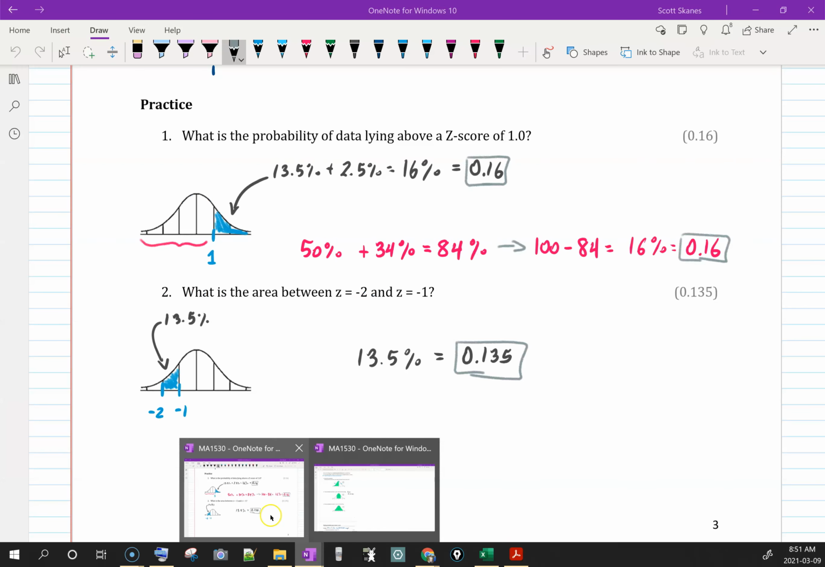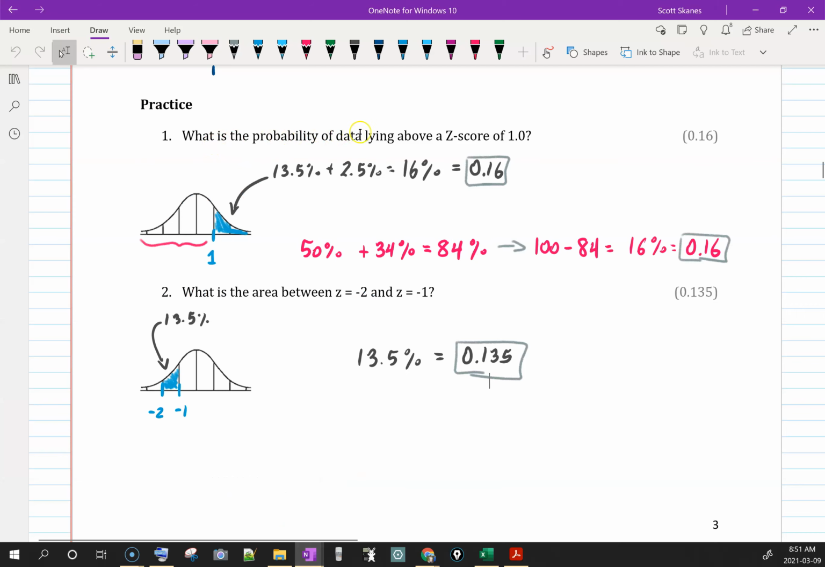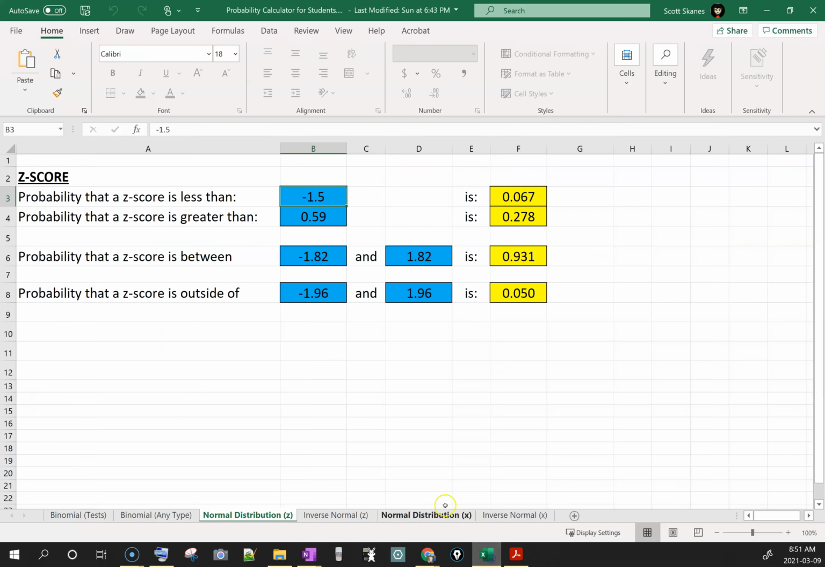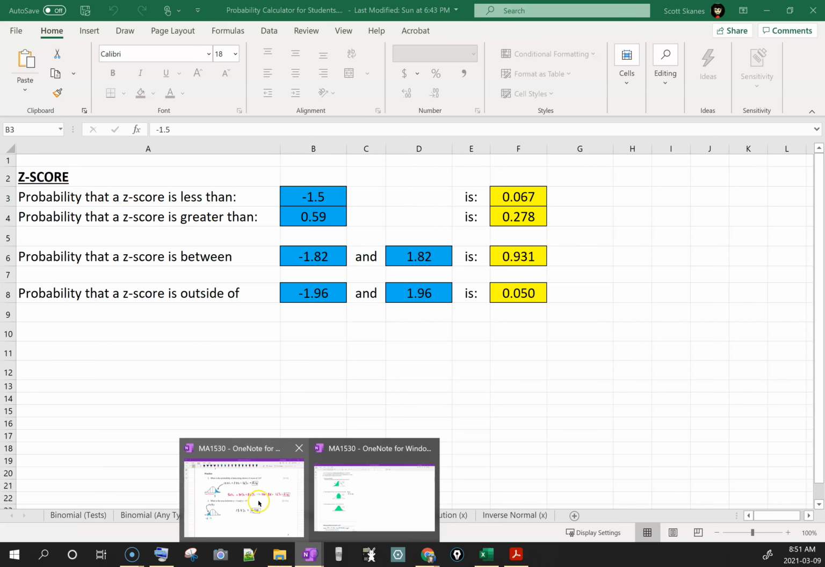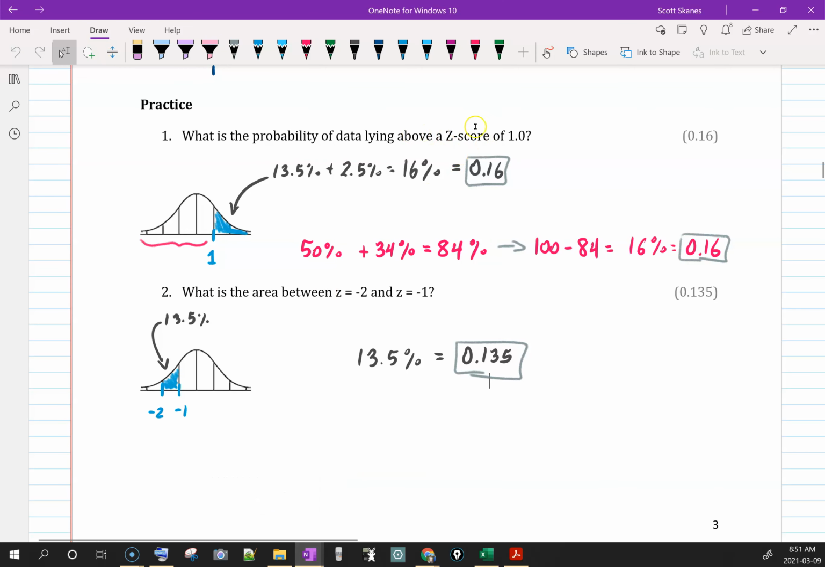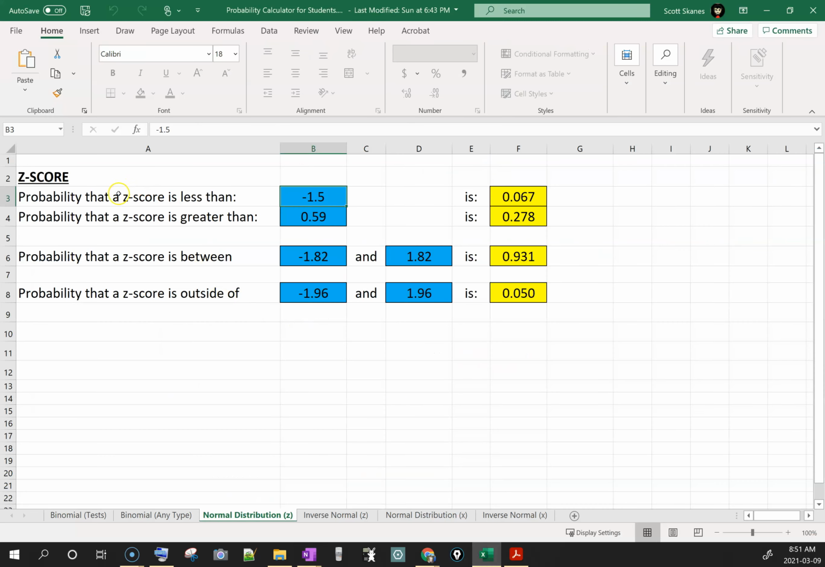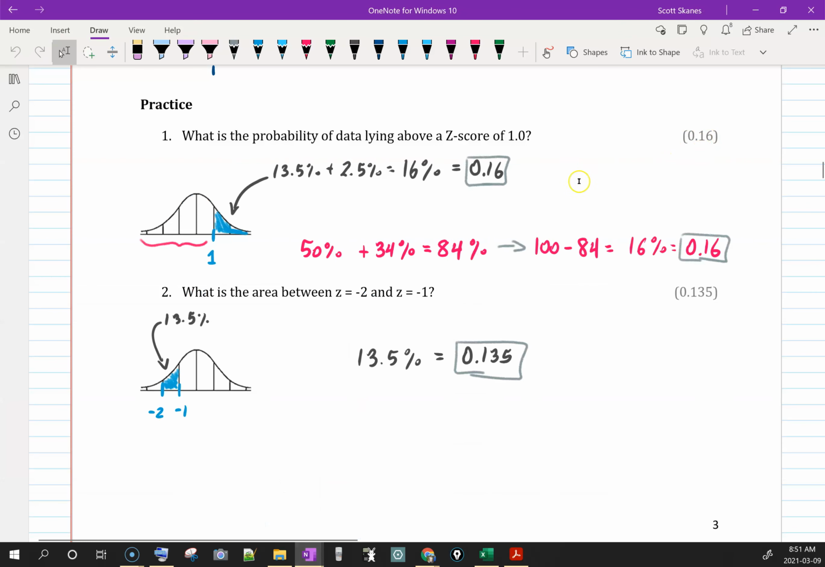So first things first, what is the probability of data lying above a z-score? So if you're looking for probability and you're given a z-score, this is what you do. Find the normal distribution, you've got your z given, z-score, probability that a z-score is less than a certain value. So what's our question? Our question is probability lying above 1. So probability that the z-score is greater than 1 is going to be 0.159. We've got 0.16, so 0.159 is correct.